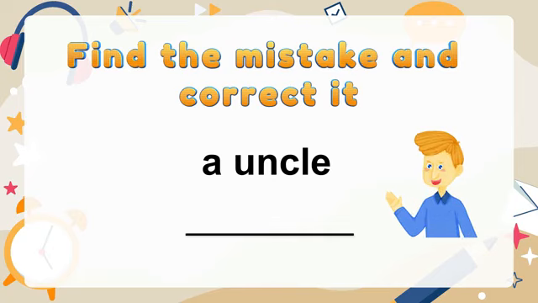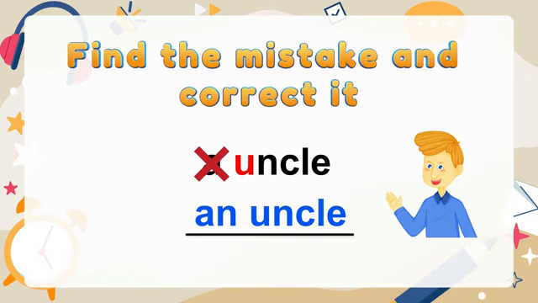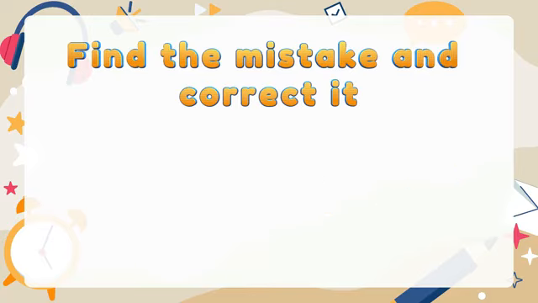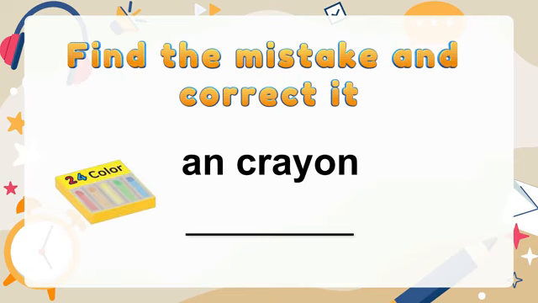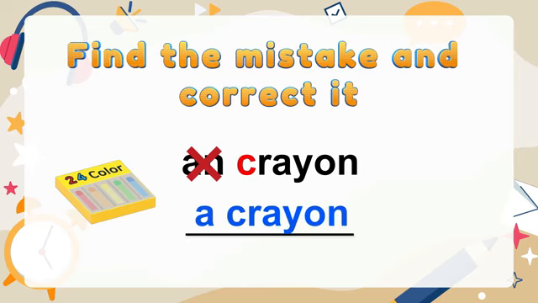A uncle. Uncle begins with U. It's a vowel. So you write an uncle on the line. And crayon. Crayon begins with C, a consonant. And we use a with consonants. So you write a crayon on the line.